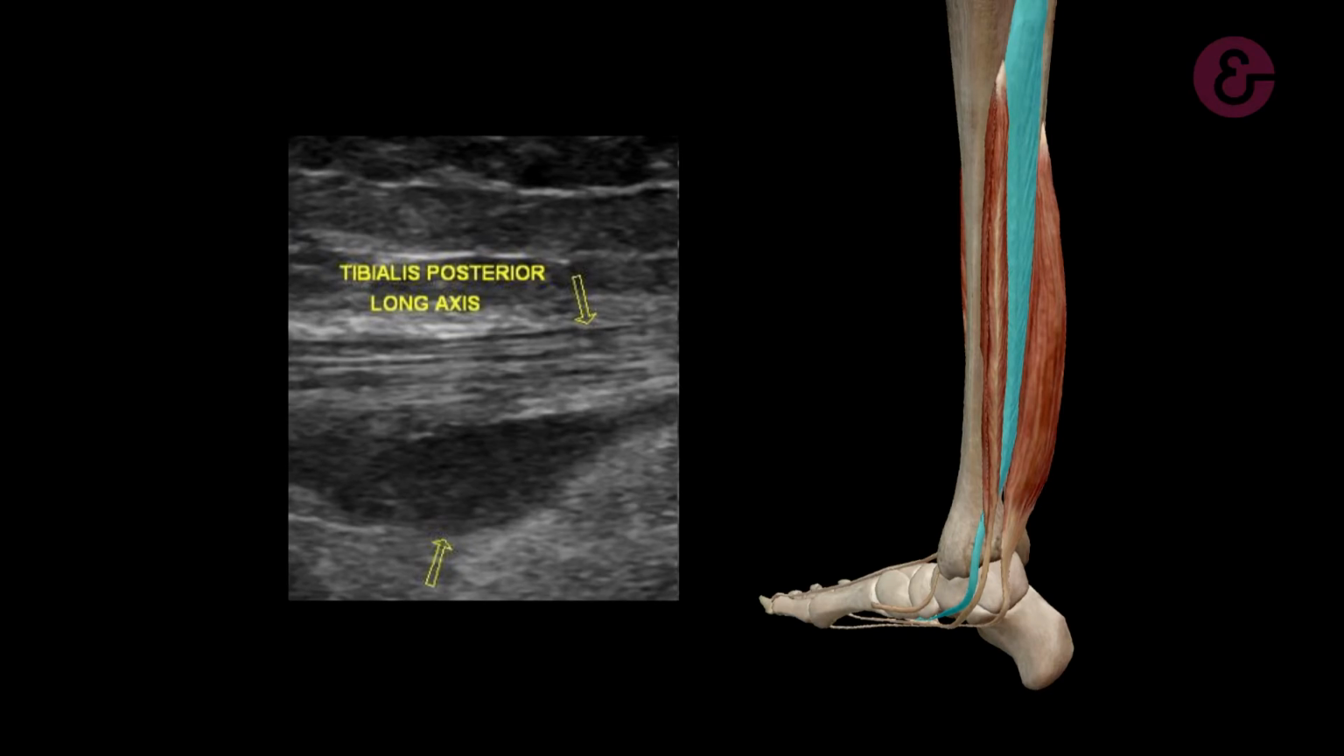In his case, I chose dynamic ultrasound scanning to visualize the tarsal tunnel and get a better insight into his problem. What I found was thickening and inflammation around his posterior tibial tendon. Posterior tibial tendon dysfunction can be a primary reason behind tarsal tunnel syndrome.